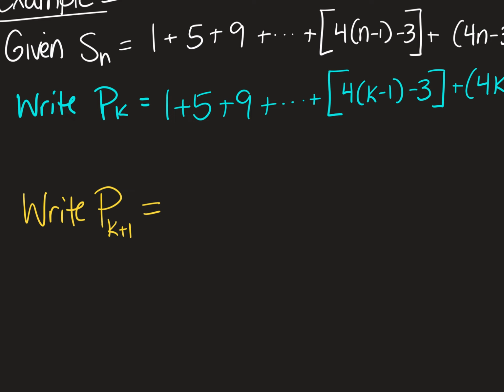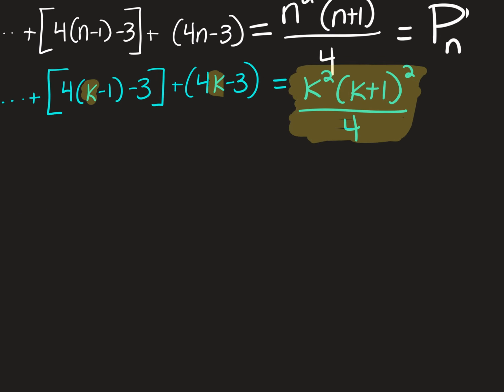Okay, so let's think about what that is telling us to do. When I say write the P sub k plus 1 statement, I'm saying take every single k value in that expression and replace it with k plus 1. So everywhere I see k, let me go over and show you the rest of the formula here. Anywhere I see k, I'm going to replace it with k plus 1. That's my goal. So let's do that.